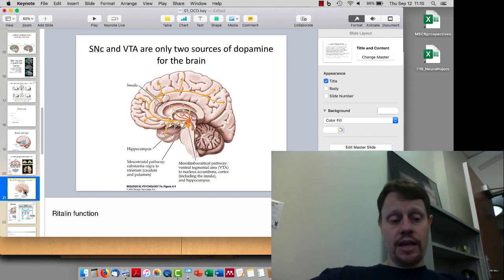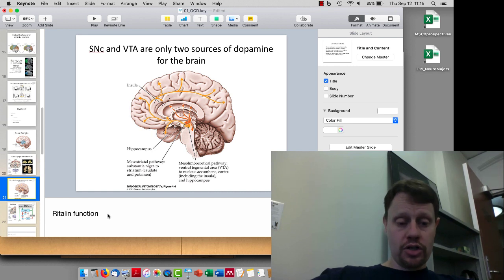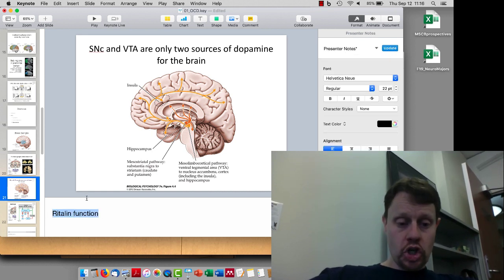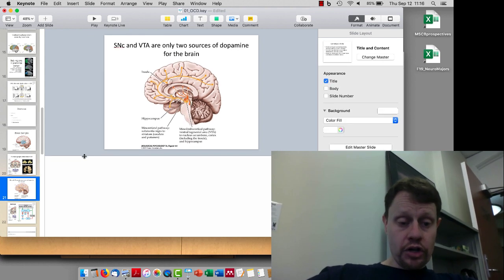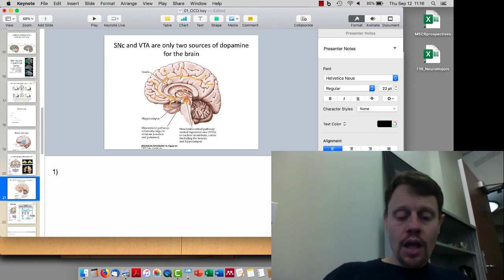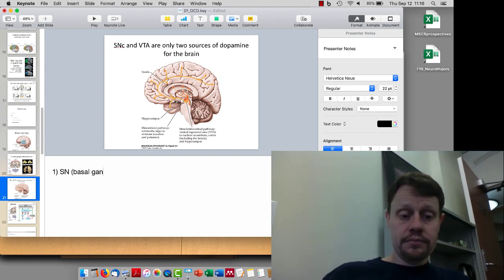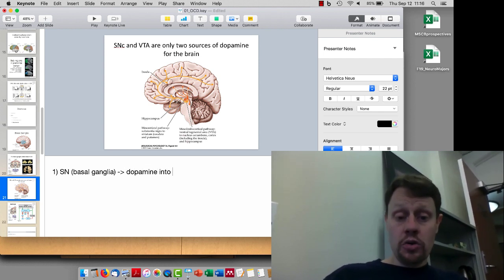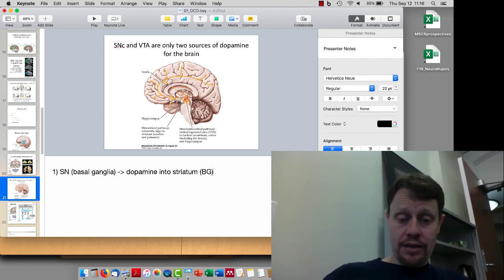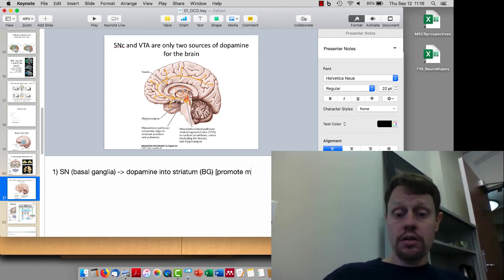In addition to the basal ganglia, there are other projections. There are three other projections for dopamine in the brain. Those three projections are, first, an area called the substantia nigra, which is part of the basal ganglia, that sends a projection that releases dopamine into the striatum, which is another part of the basal ganglia. And the function of this is to promote movement.